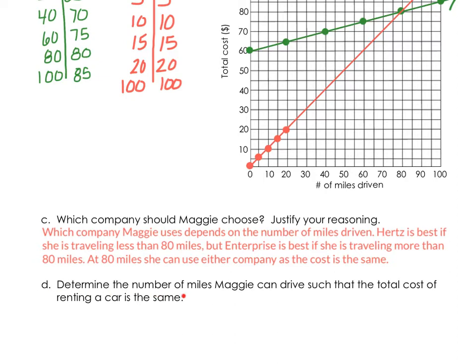The next question says, determine the number of miles Maggie can drive such that the total cost of renting a car is the same. Well, I already answered this question in the previous, but that would be the 80 miles that I talked about previously, the point where they intersect, because then it's the same cost of $80.